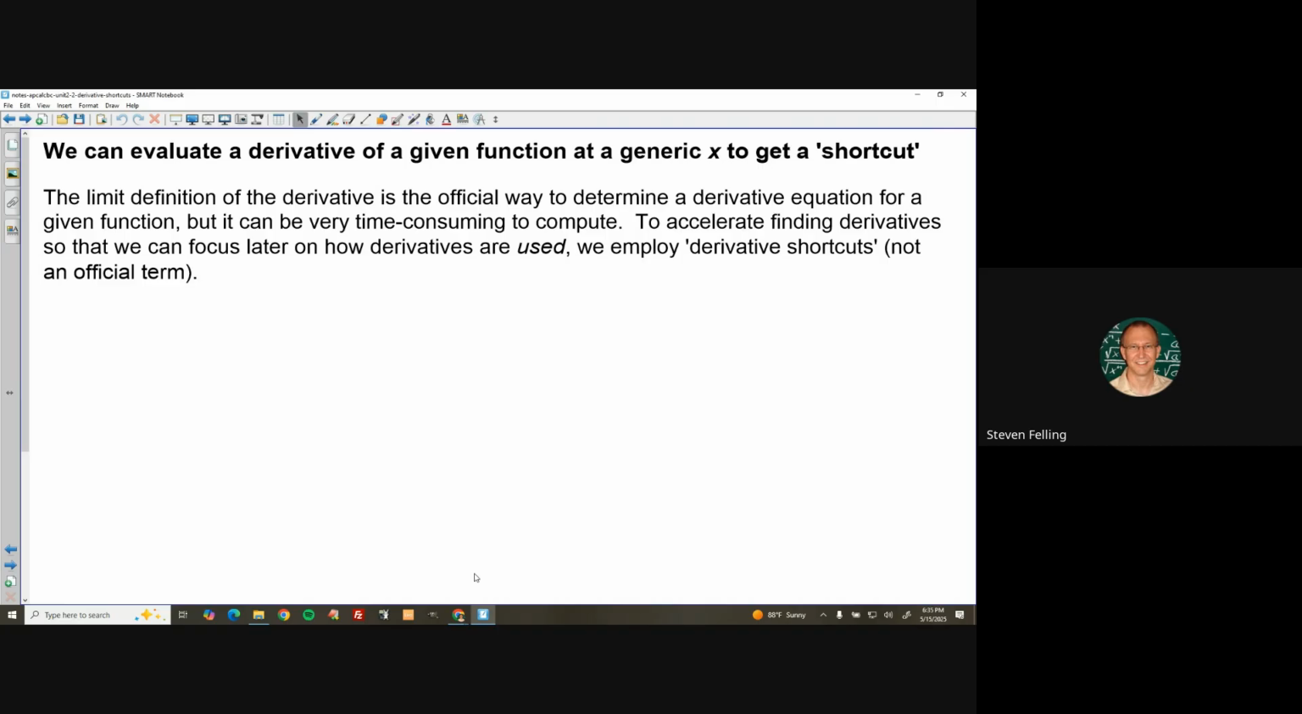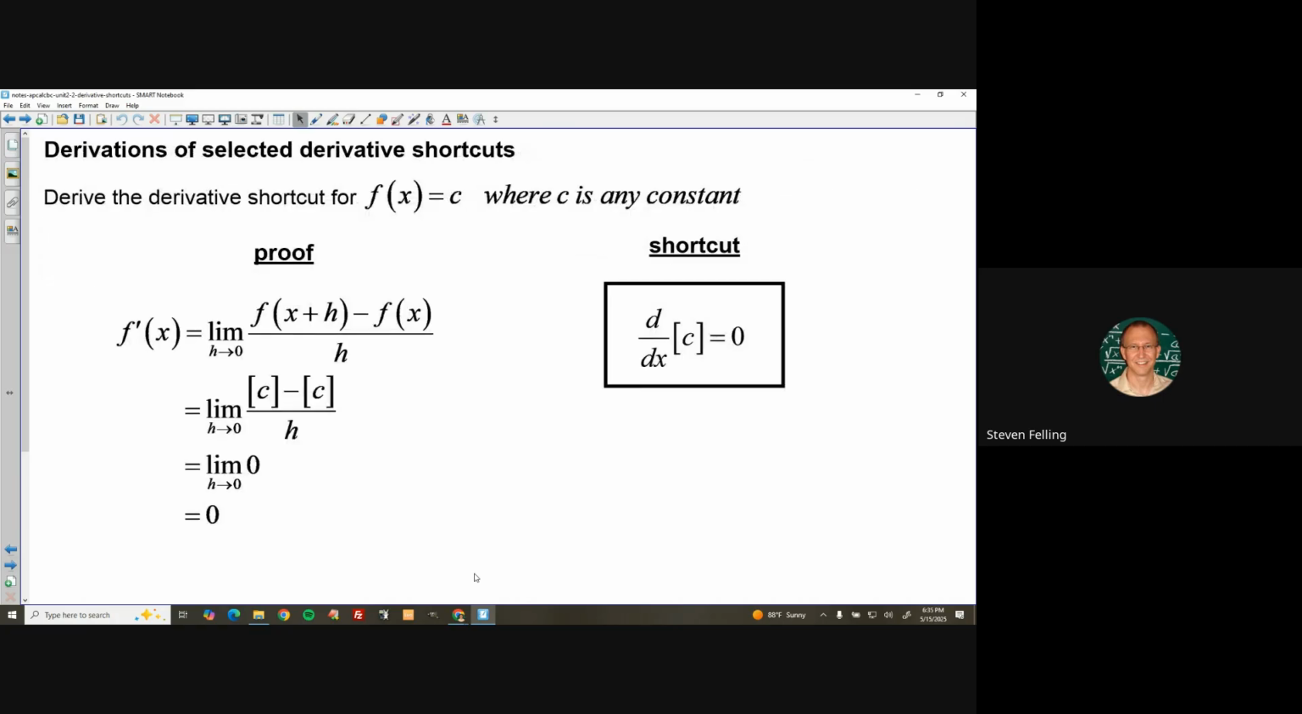The limit definition of the derivative is the official way to determine a derivative equation for a given function, but it is very time consuming. So to accelerate finding derivatives that we're going to focus on later, where we just want to be able to take the derivative quickly because we're going to use the derivative, we need some ways to calculate derivatives more rapidly. And these will typically calculate the derivative at any value x rather than a pre-plugged in value.